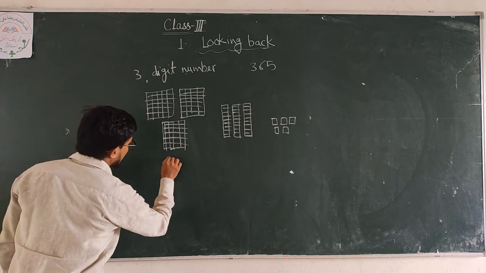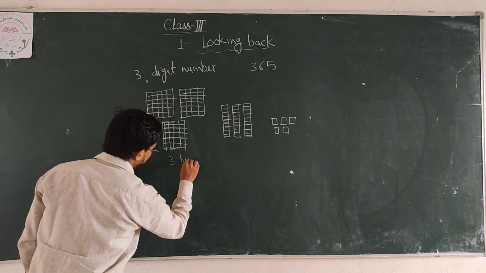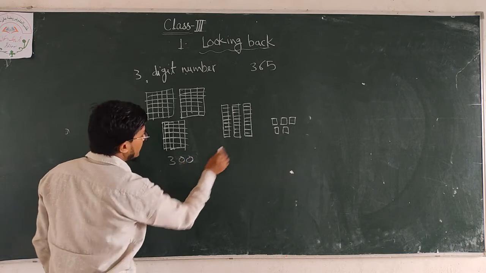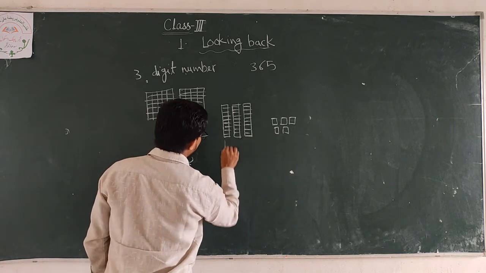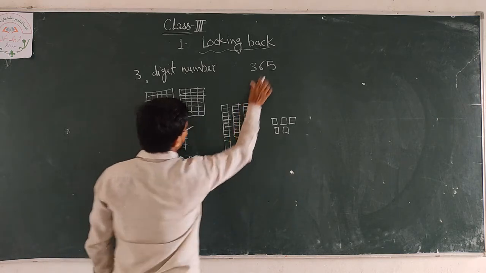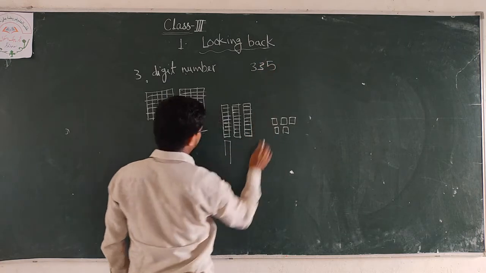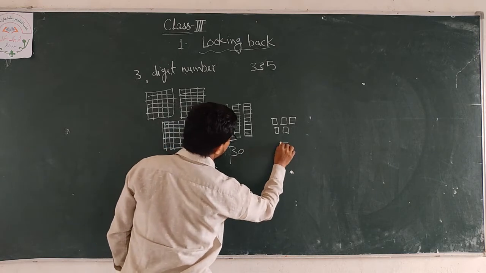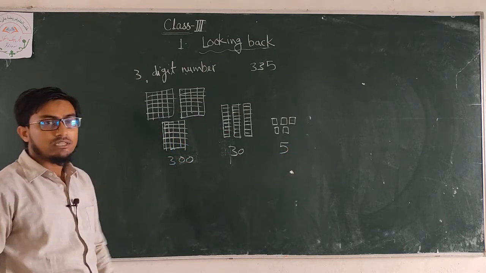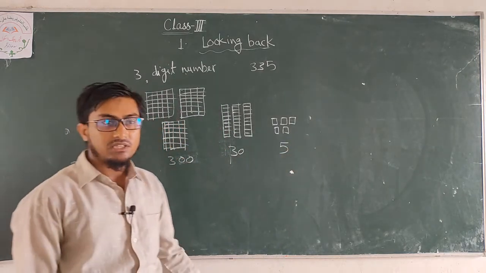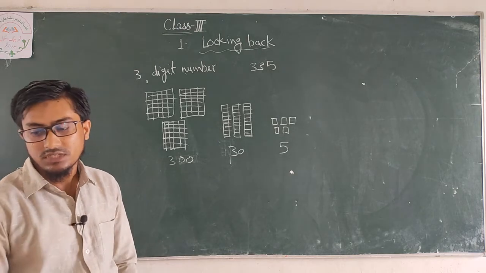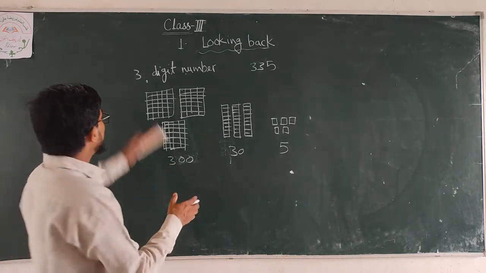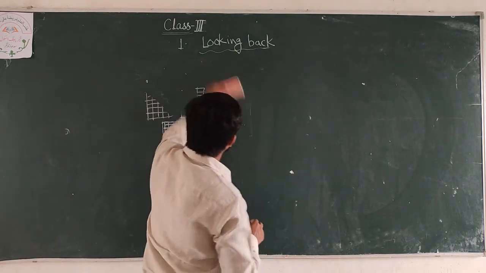Here is 300, and here is suppose 35: here is 30, and here is 5. You studied these types of situations in class 2nd, and you can solve this, okay. You also solved questions of this type on the abacus.